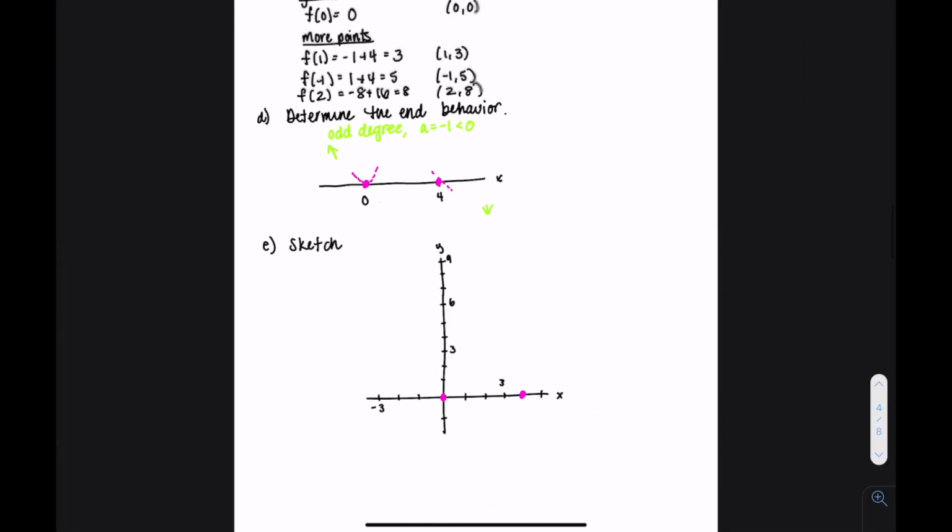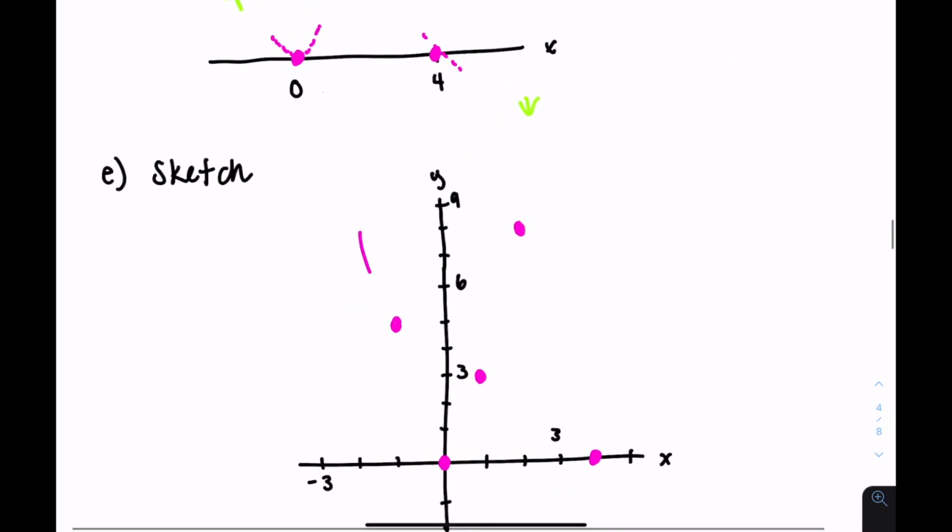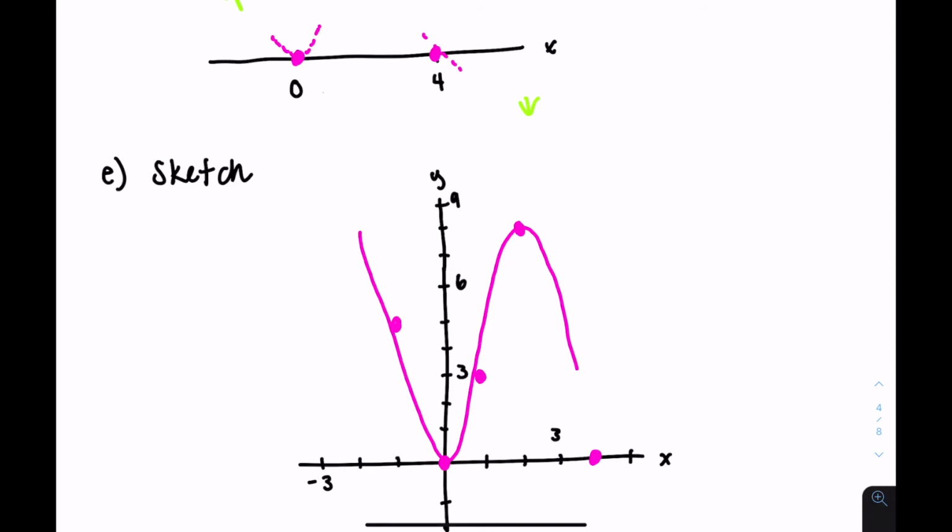If we go back to our other points, if you plug in 1, you get 3. 2 gives you 8, which is all the way up here. Negative 1 gives you positive 5. So we know we're going to have to come down. We touch the graph at 0, come back up, and then I've got to go ahead and turn around and cross through the x-axis at 4. So this is a decent drawing of our graph of the function.